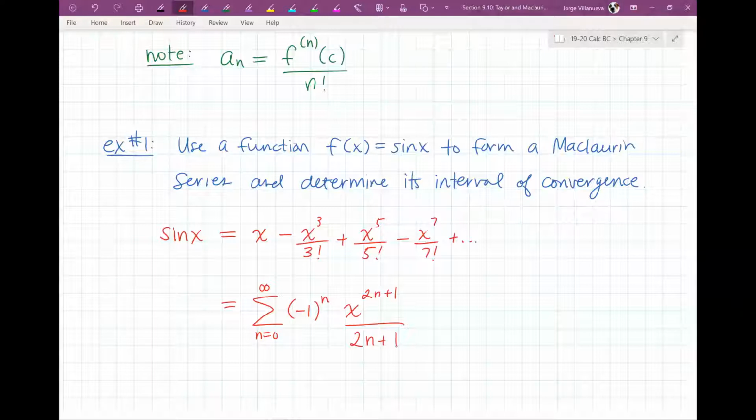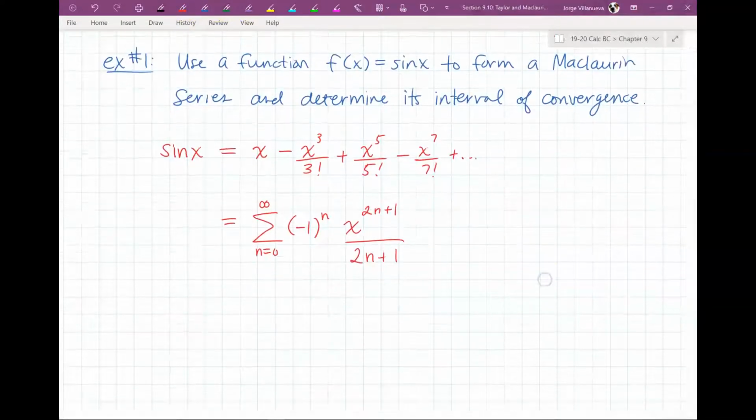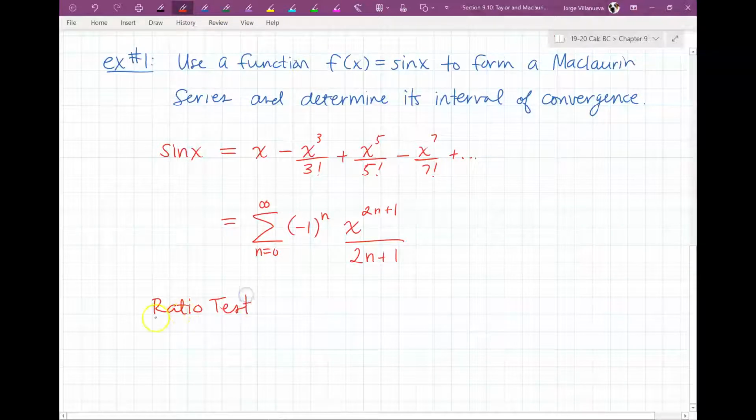So to figure out the interval of convergence, we were talking about how you could use many different tests, but the ratio test was always a good one, right? So let's try using the ratio test for this. So I'm just going to put right here, ratio test. So it's the limit as n approaches infinity of, now since it is a fraction, instead of dividing by the fraction itself, I'm going to multiply by the reciprocal at the end.